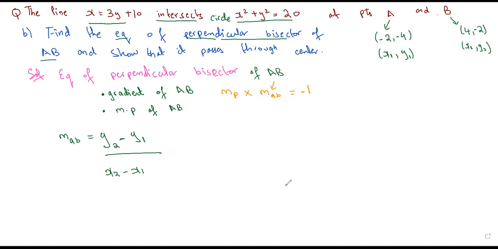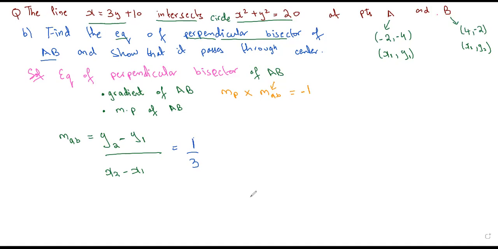One upon three is the gradient of AB. Okay, that's correct. It is basically 1 by 3. Very good. Okay. So what would be the gradient of the perpendicular bisector, Ishal? 3. Who's that? It's me, Gayatri. Okay. No, it is not 3.